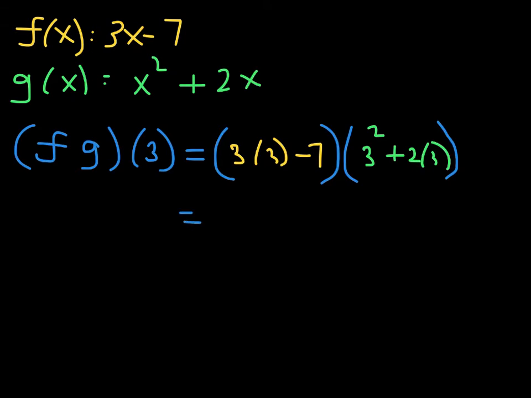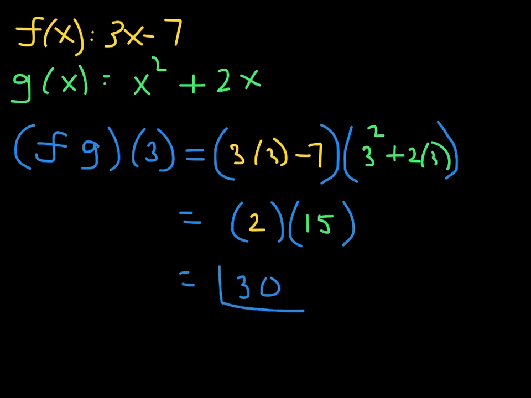You get here, I'm going to skip a little bit of arithmetic here. 3 times 3 is 9, and 9 minus 7 is 2. And so it's going to be that result times, 3 squared is 9, 2 times 3 is 6, so it would be 9 plus 6, which is 15. So we can see that 2 times 15 is 30. 30 is the answer. I hope you did well. 30 would be your output, your function value, and 3 is your input. Let's do this one more time.